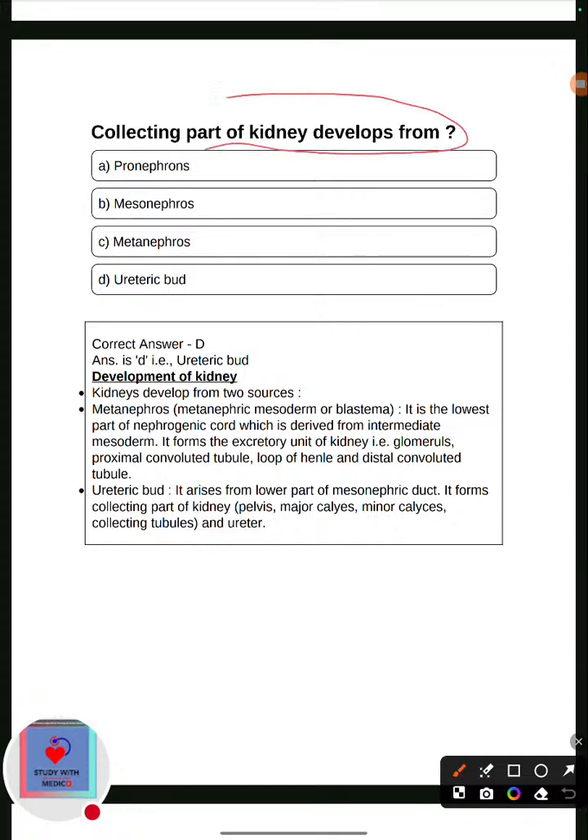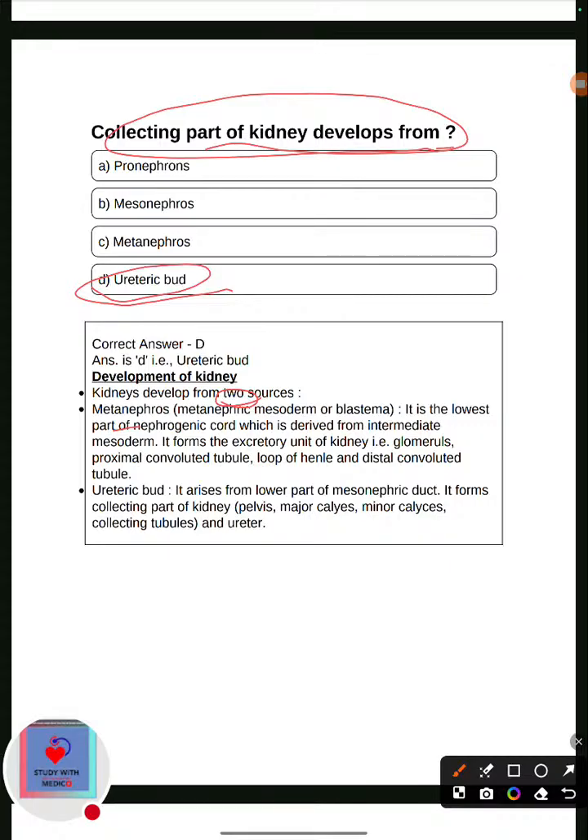The collecting part of the kidney is developed from the ureteric bud. So how do the kidneys develop? In short, kidneys develop from two sources. What are the two sources, students? Metanephrons, the metanephric mesoderm.